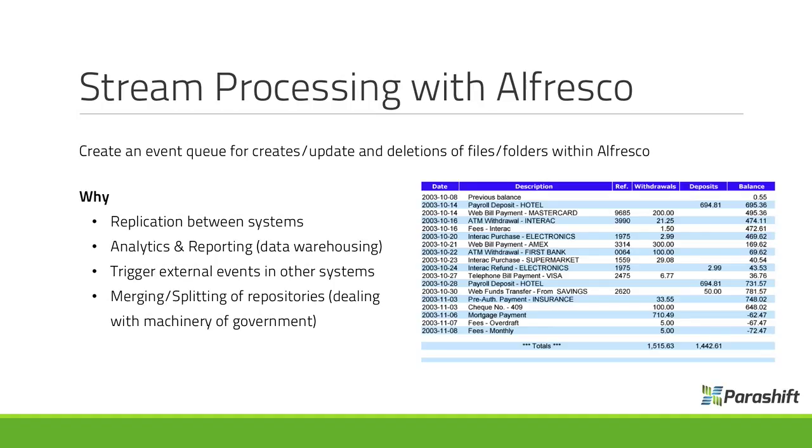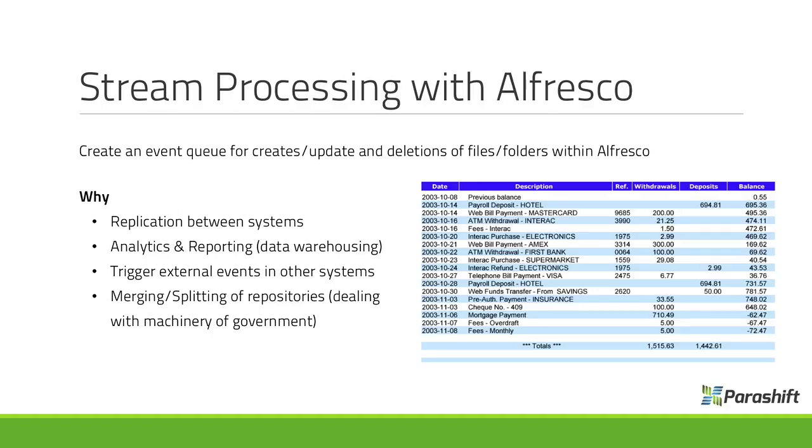So maybe we want to replicate between two agencies that haven't quite merged yet. We can use this for analytics and reporting. Each time there's an update within Alfresco, we can send that to an index so we can do reporting on that. We'll see that later. We can also trigger external events, for instance, send an email whenever someone accesses a document, or convert videos and so on. So we can be agile in what we use this tool for.